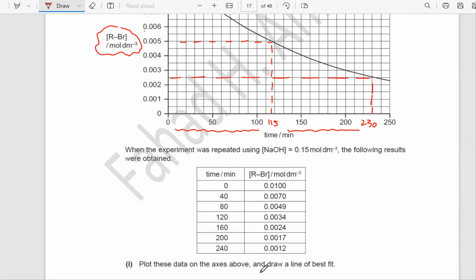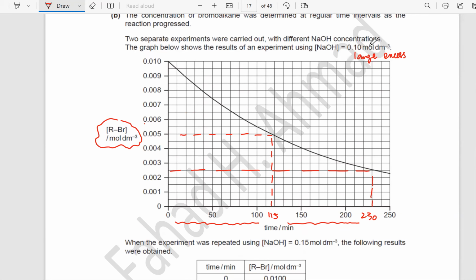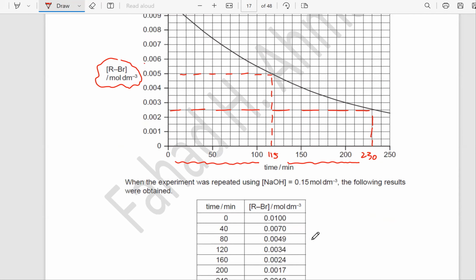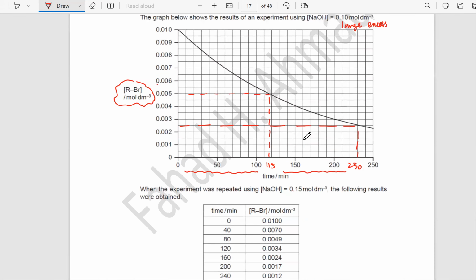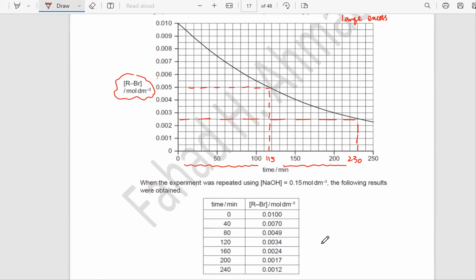अच्छा, then he says that he repeats the experiment. ये वाला experiment जो था ना, that was done at 0.1 mole per dm cube concentration of NaOH, and now he repeats it where he uses the same experiment, but this time he uses NaOH which has 1.5 times higher concentration, 0.15 mole per dm cube, and he gets this result. So I'm going to plot these results on this. उसने कहा plot these data on the axis and draw a line of best fit. ठीक है, so we're going to do that.